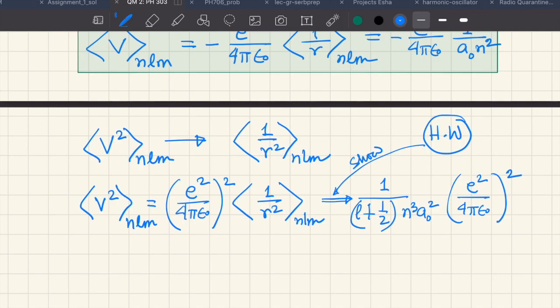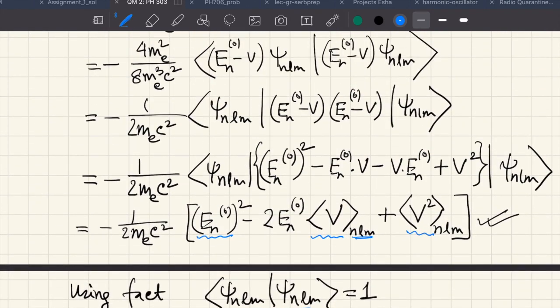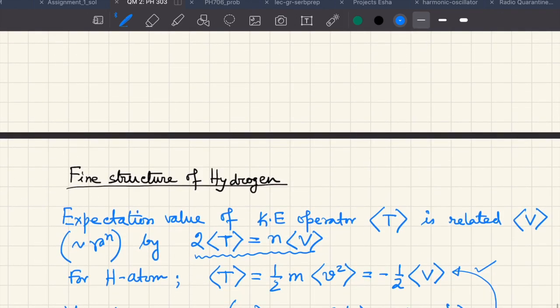Okay, so this is what you have to prove. So therefore now let us come to the final expression. Let us look at this expression which we have derived in the last class. We use this expression and we replace the expectation value of v and the expectation value of v squared in terms of our known parameters which we have just now derived.